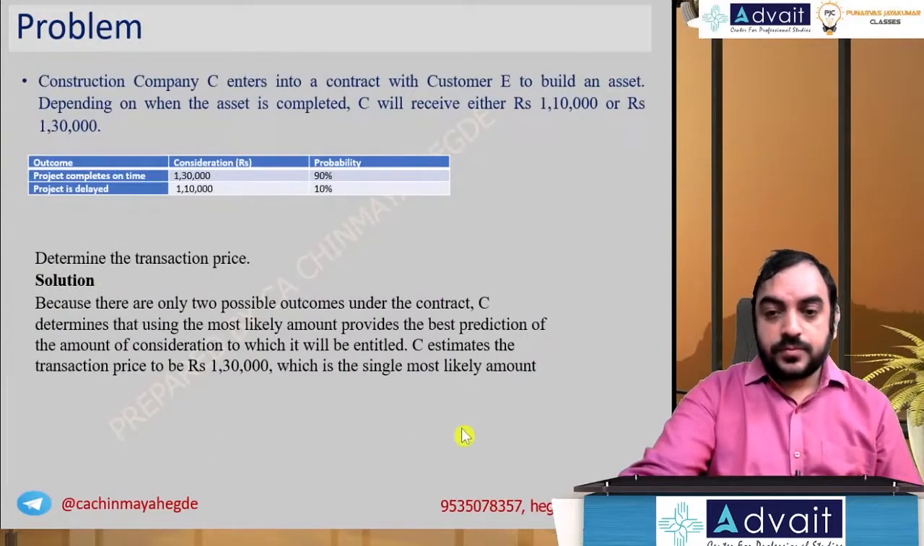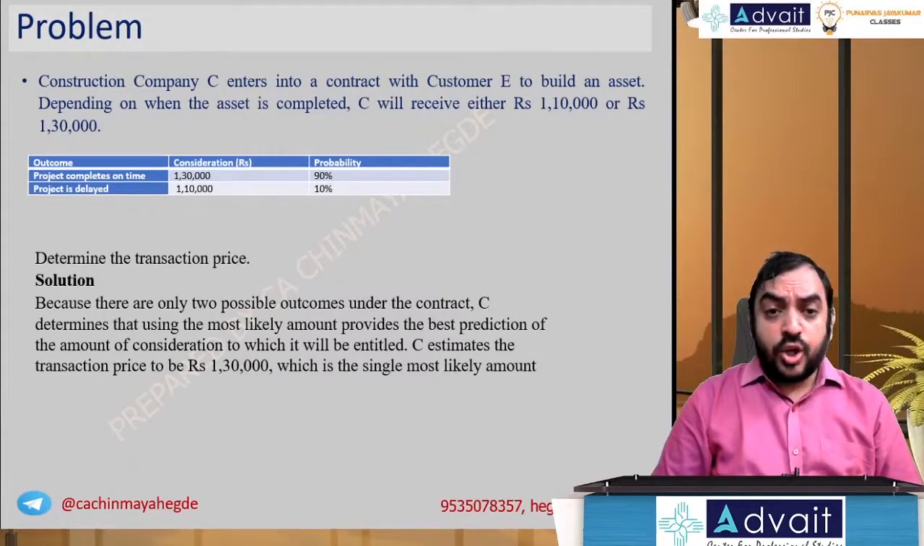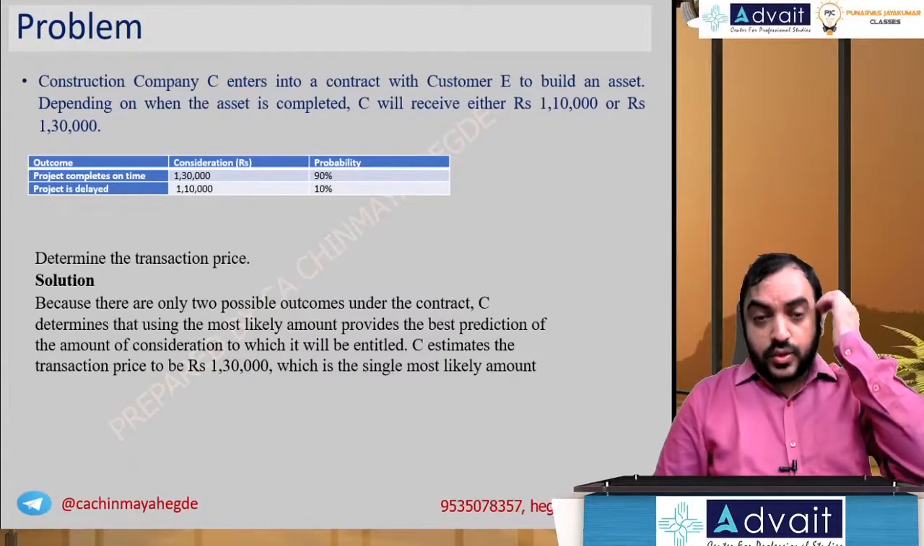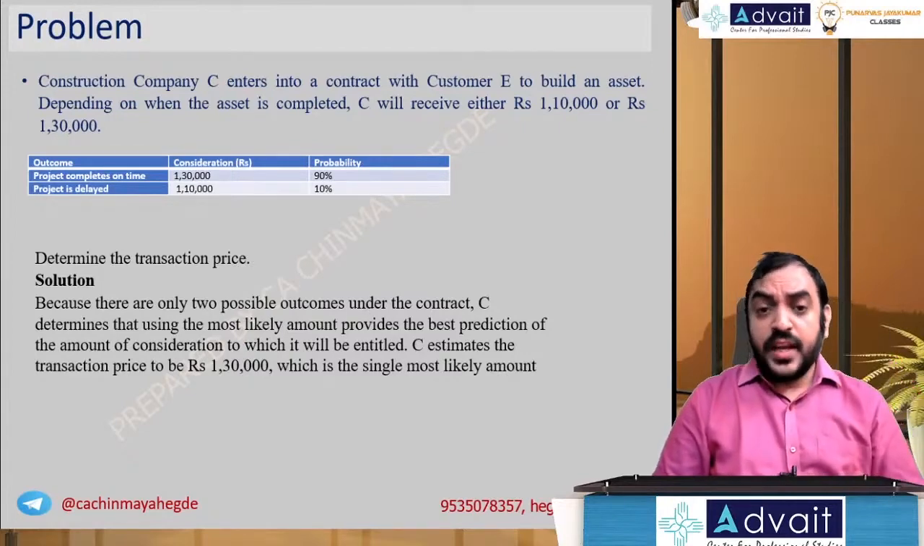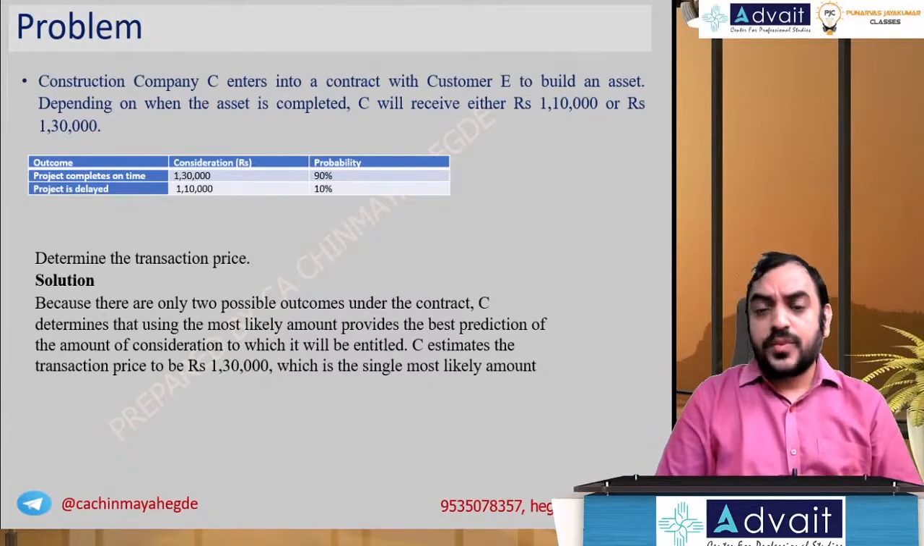Next one. A construction company enters into a contract with customer E to build an asset. Depending on when the asset is completed, C Limited will receive either 1,10,000 or 1,30,000. So consideration 1,30,000, 90% probability. Consideration 1 lakh, 10% probability. Determine the transaction price.